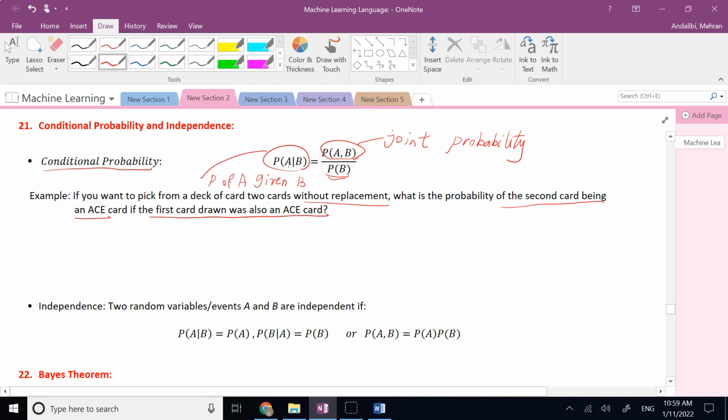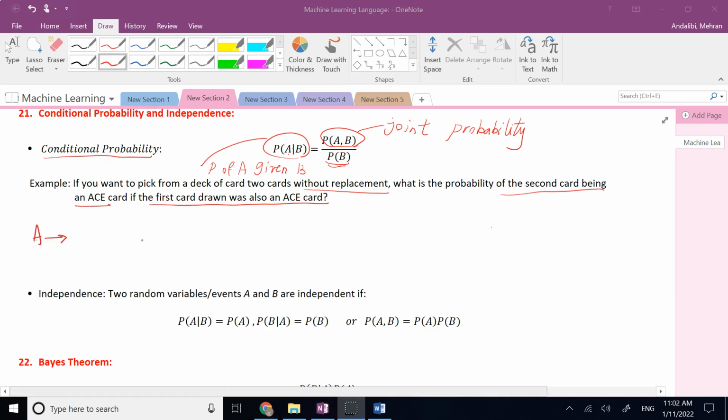So here we have to define A and B. What is A? What is B? A means the second card is an ace. B means the first card is an ace.